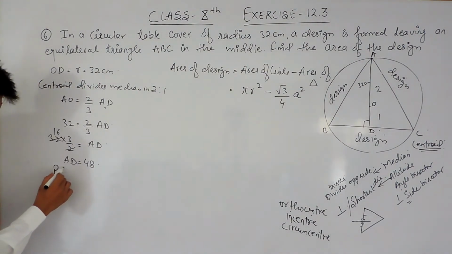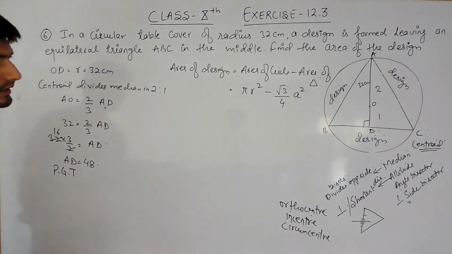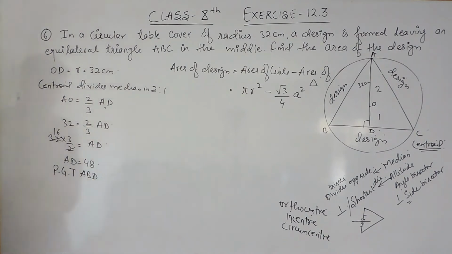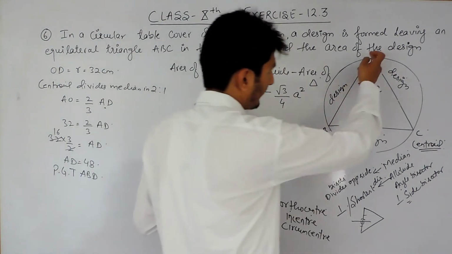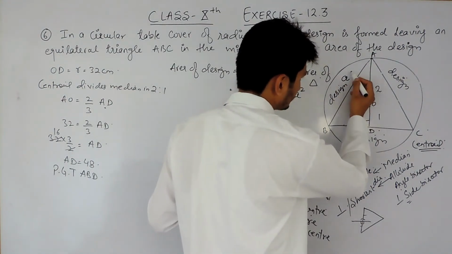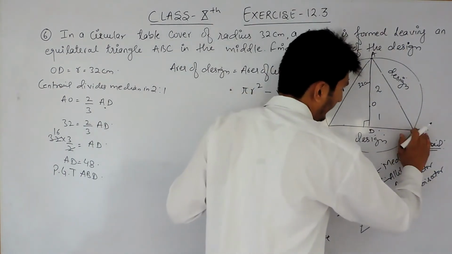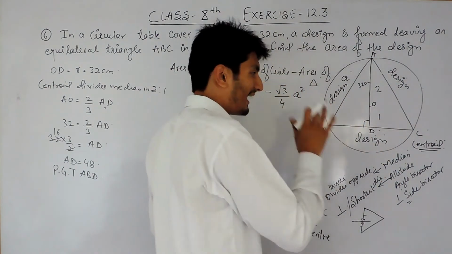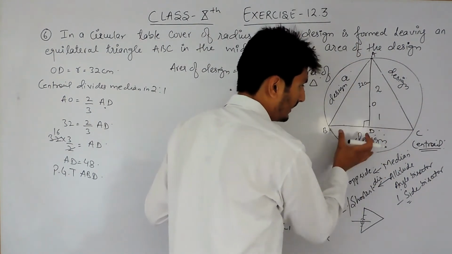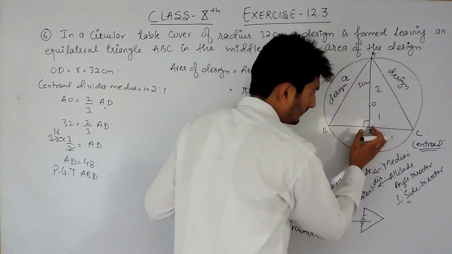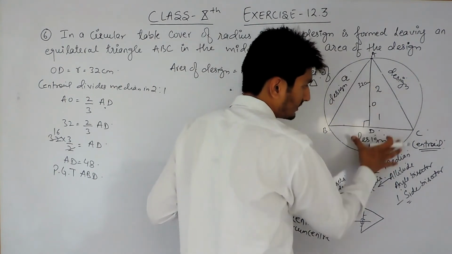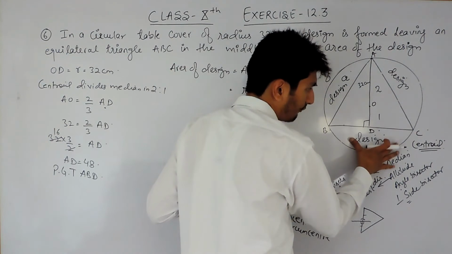Now applying the Pythagoras theorem in triangle ABD. In this triangle, because it is an equilateral triangle, if I consider this side as A, then obviously this side should be A and this side should be A. Because this is the median, and the median and the perpendicular are the same for the equilateral triangle, this is the median which divides the opposite side into two equal parts. Now if this is A, this should be half of this A.